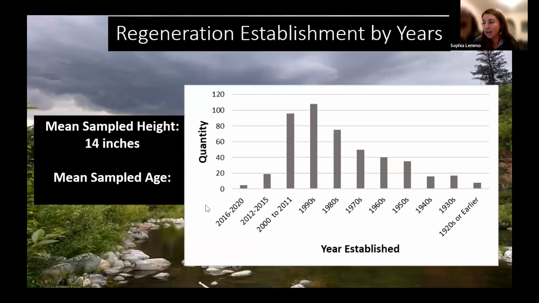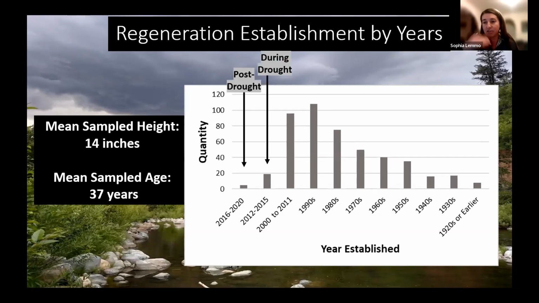This graph shows year regeneration established and quantity on the y-axis. The mean sampled height was only 14 inches, but the mean sampled age of the regeneration, so the small trees in the understory, was 37 years. I just think it's kind of interesting to think about how small these trees are and yet how old they are. Just to put it in perspective, very few of the trees we saw were established during or after the drought, with most of the trees having been established in the understory prior to 2011 and some over 100 years old in the understory.